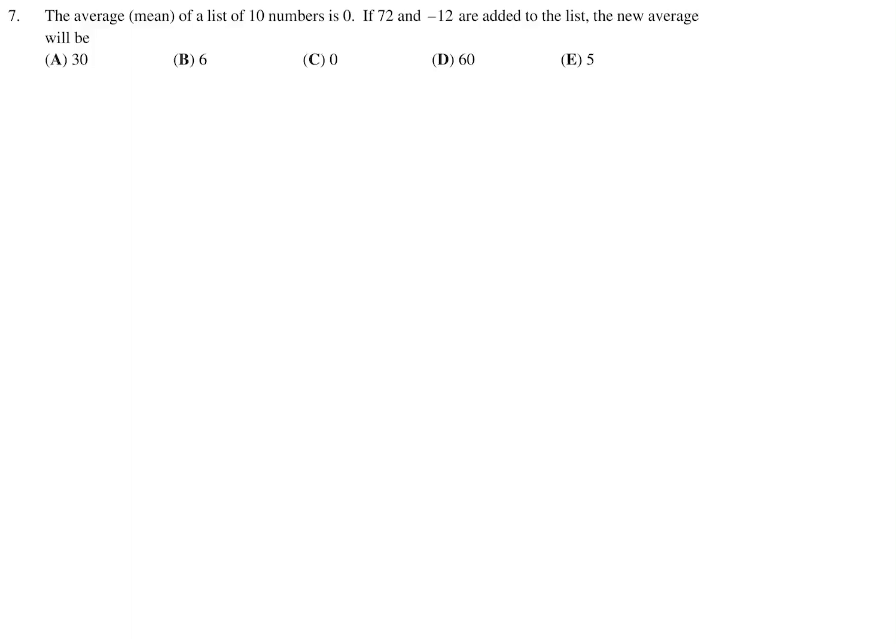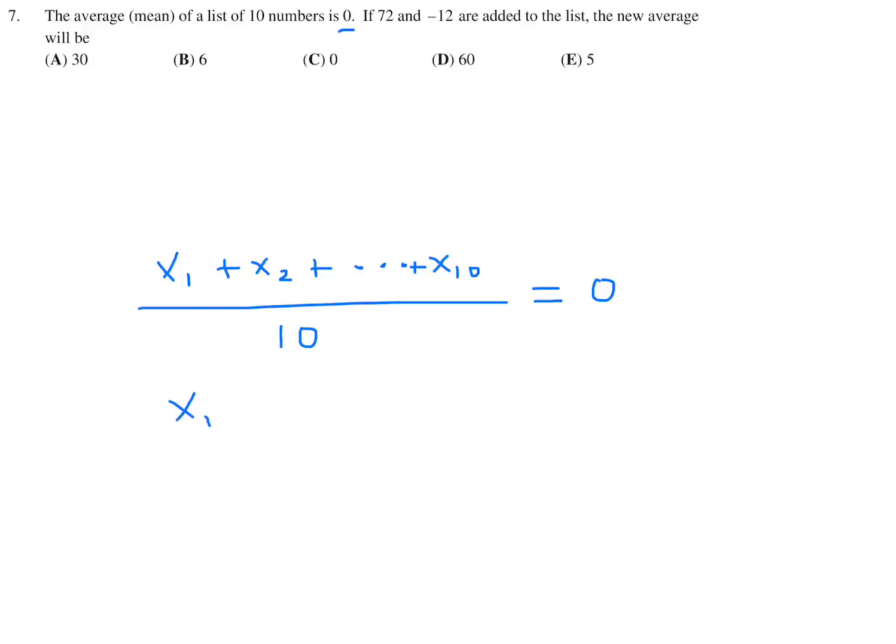The mean of a list of 10 numbers is 0. If 72 and negative 12 are added to the list, the new average, the new mean, will be. All right, so we've got a list of 10 numbers, x1 plus x2 all the way up to x10. And if you divide by 10, you'll get the average, and they're saying the average is 0. All right? So if you cross multiply by 10, you will get that the sum of these numbers is 10 times 0, which is 0.